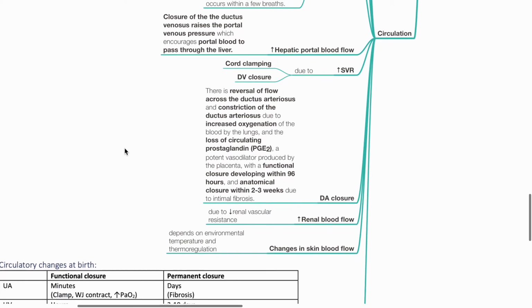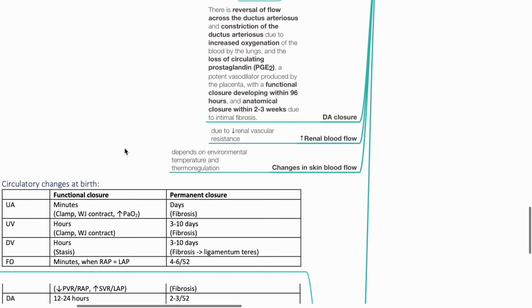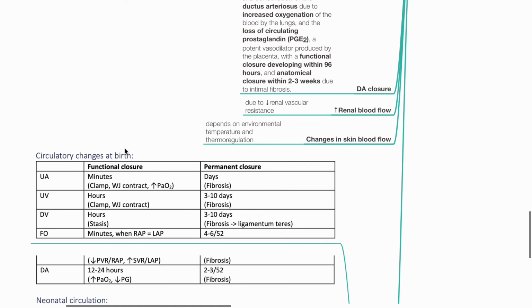Ductus arteriosus closure. There is reversal of flow through the ductus arteriosus and constriction of the ductus arteriosus due to increased oxygenation of the blood by the lungs and loss of circulating prostaglandin PGE2, a potent vasodilator produced by the placenta, with a functional closure developing within 96 hours and anatomical closure within 2 to 3 weeks due to intimal fibrosis. There is increased renal blood flow due to reduced renal vascular resistance. Changes in skin blood flow depend on environmental temperature and thermoregulation.